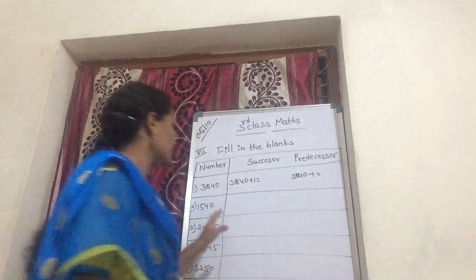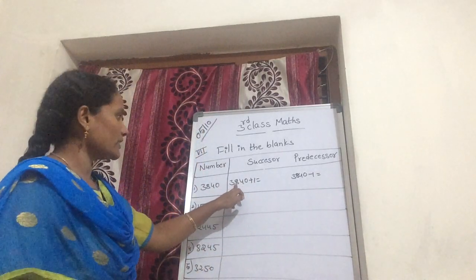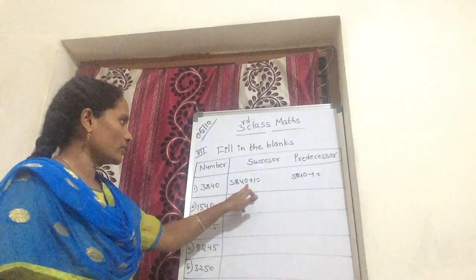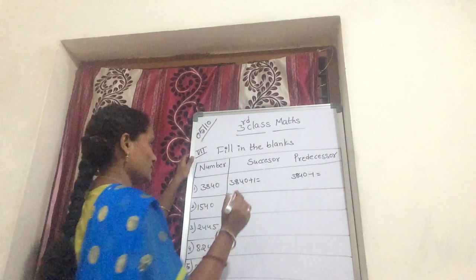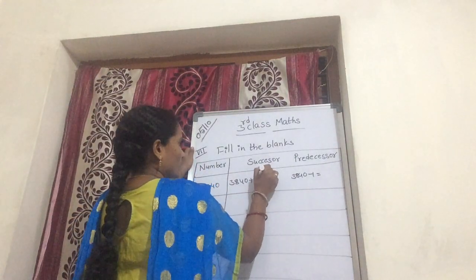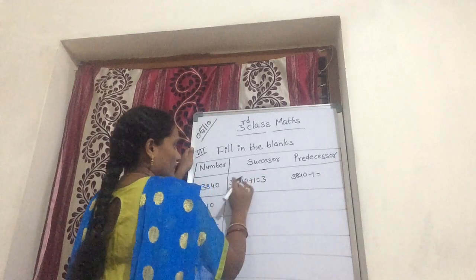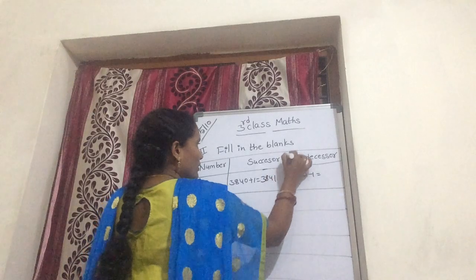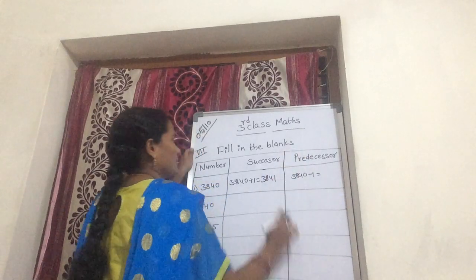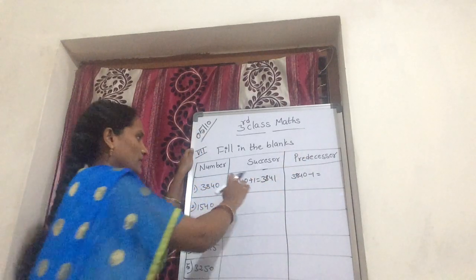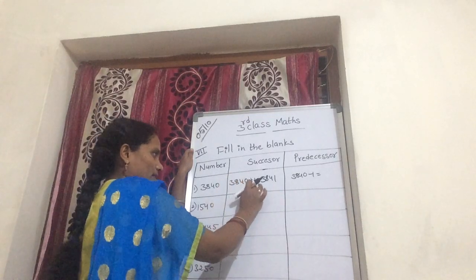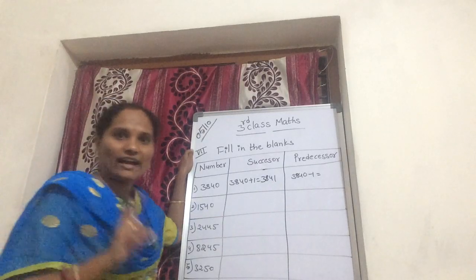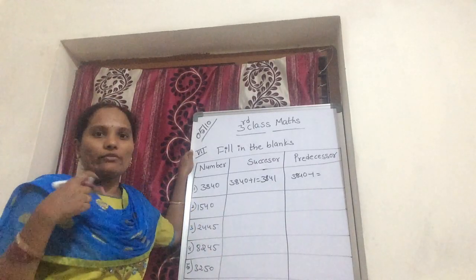Okay, children. Now, 3840 plus 1. You should write, what is our number? 3840 plus 1, you get which number? 3841. Now this is our successor. Successor means adding plus 1 or after numbers.